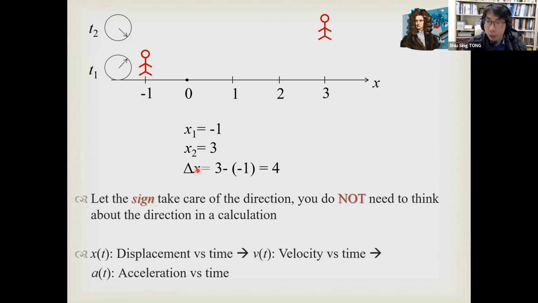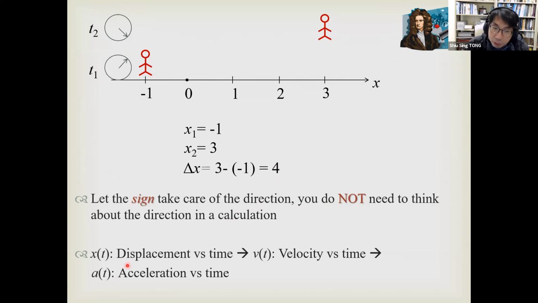Now the equation says that the change in displacement is 4 meters. Okay, and the number 4 meters being positive means that the person has now moved along the positive x direction by 4 meters. Okay, the direction can be inferred from the sign. I don't need to think about the direction during a calculation. In a calculation, I only have to follow that formula and put in the numbers.